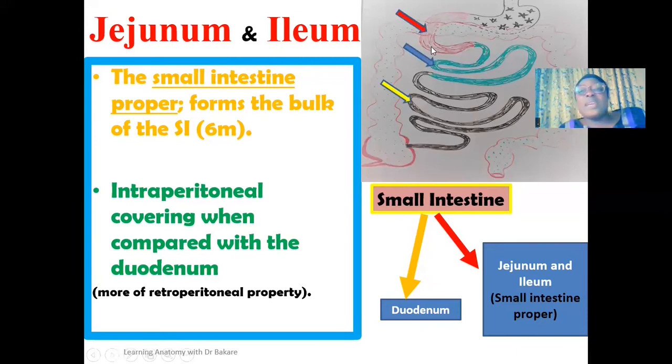But in the duodenum, just the initial segment, about 2 centimeters of the initial segment of the duodenum, is of intraperitoneal presentation, while the bulk of the duodenum is retroperitoneal. You can also see that the intraperitoneal feature of the small intestine is well represented in the small intestine proper, which includes the jejunum and also the ileum.